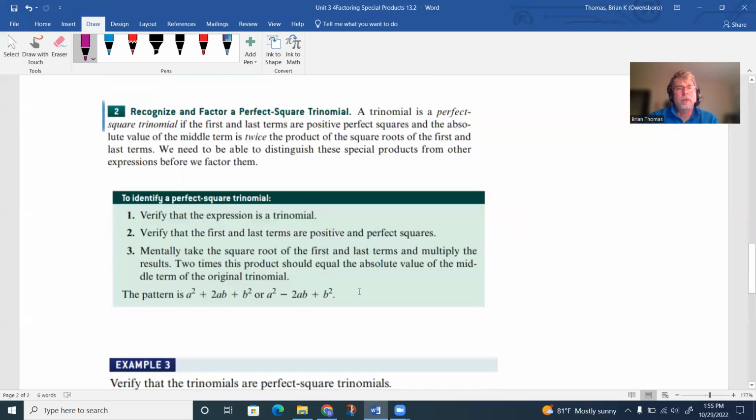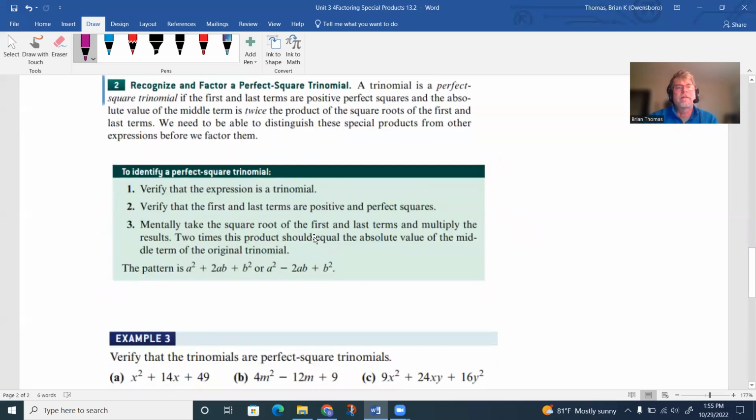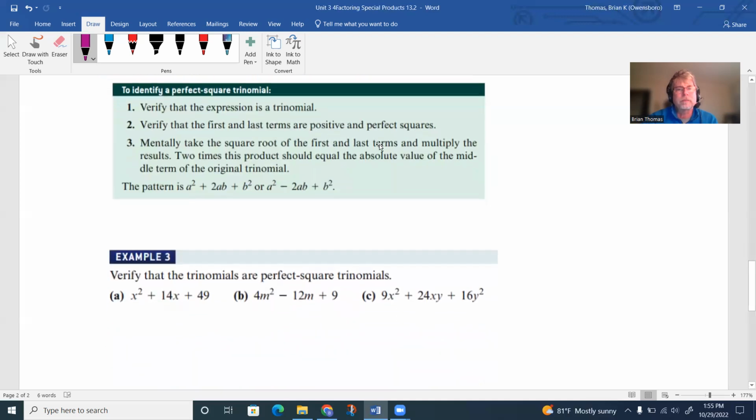So the next thing we want to get into is how to factor a perfect square trinomial. A trinomial means we have 3 terms. And what does a perfect square trinomial look like? Well, what we pick up on is that the first and last terms are going to be perfect squares. And then the middle term is going to be twice the product of the square roots of the first and last terms. So we need to be able to recognize these special products so we can actually apply the strategy.